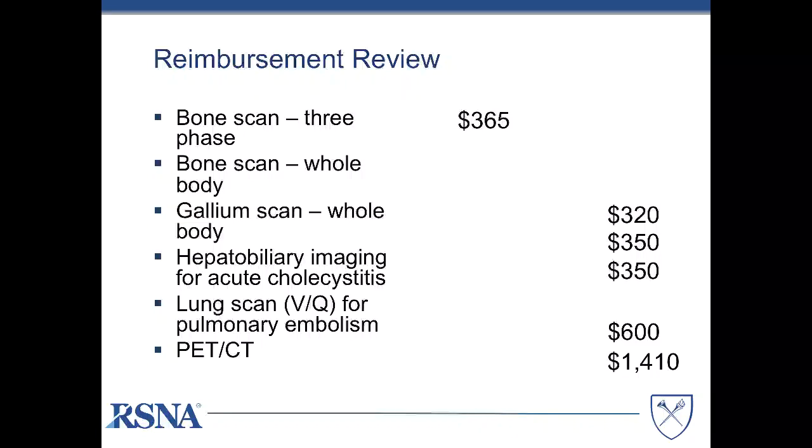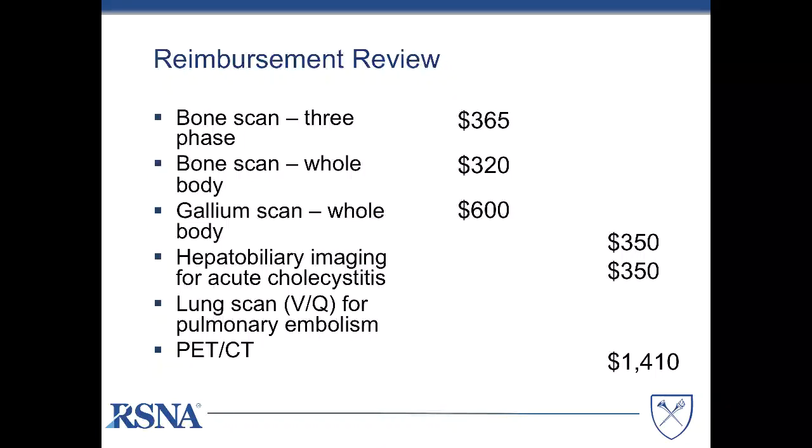Next is the whole body bone scan. Remember, that one was less than the 3-phase study since it's really the last phase of the 3-phase bone scan. What is its reimbursement? How about $320? And now, what about the gallium scan? For 2 or more days of imaging, that reimbursement would be $600. So now the rest should be pretty easy.